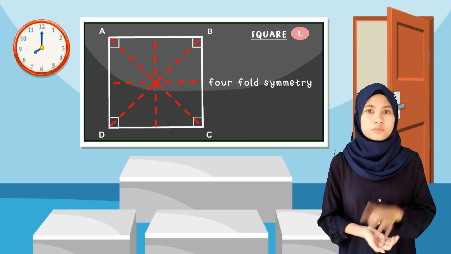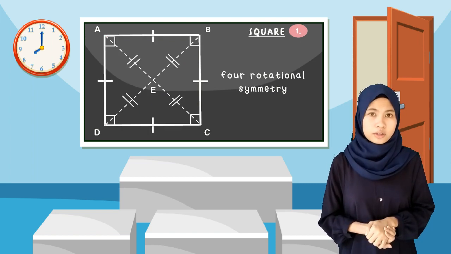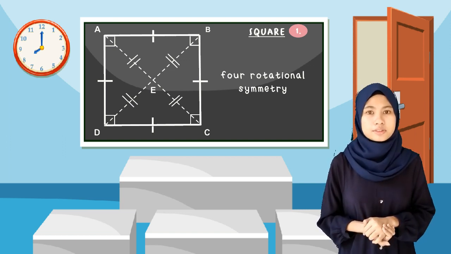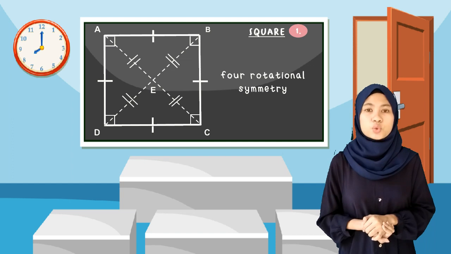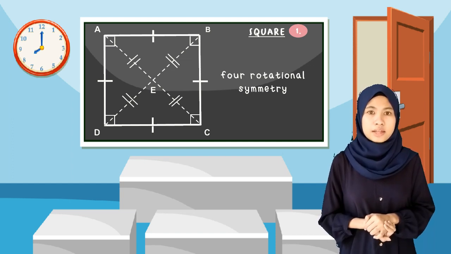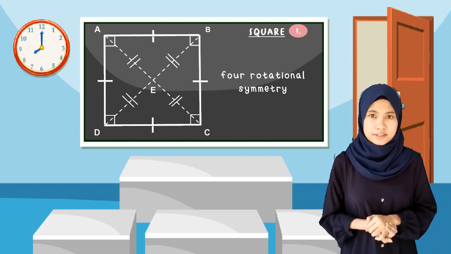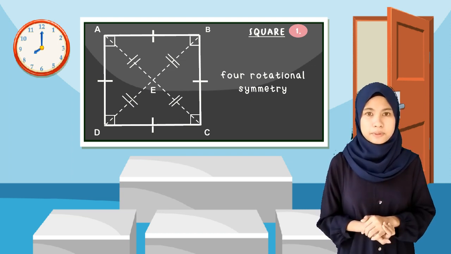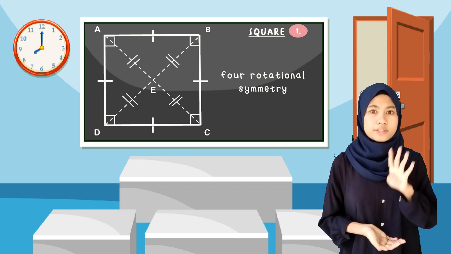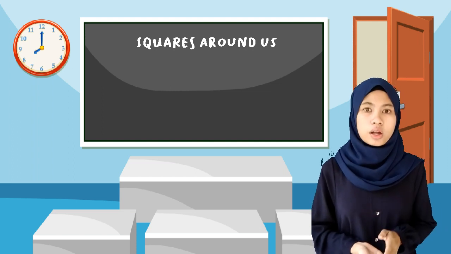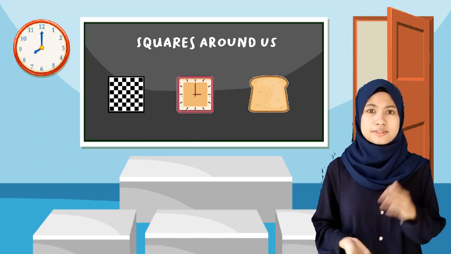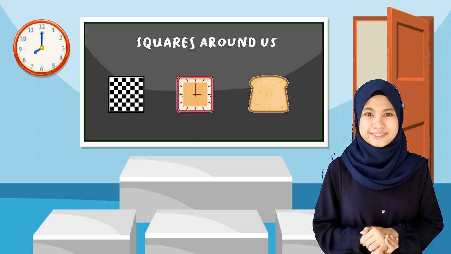So, a square has 4 fold symmetry, and a square has 4 rotational symmetry. If it's rotated on its center point by 90 degrees, 180 degrees, 270 degrees, 360 degrees, the square looks exactly like the original shape. So, a square has 4 rotational symmetry. We can find the shape of a square in a game board or chessboard, a wall clock, and in a slice of bread around us.